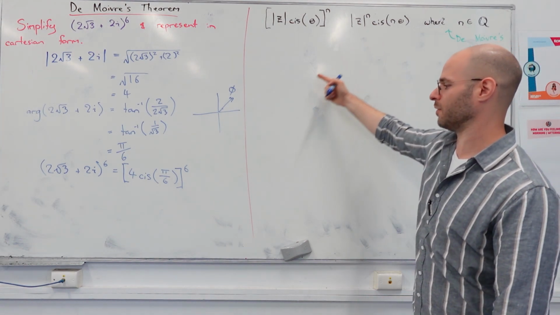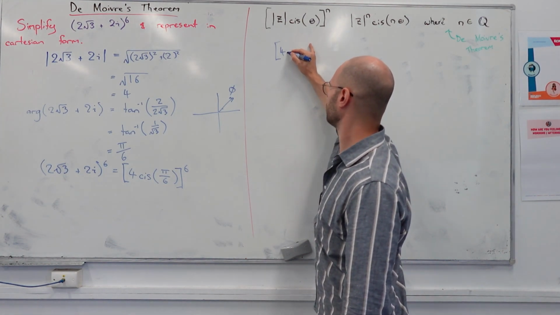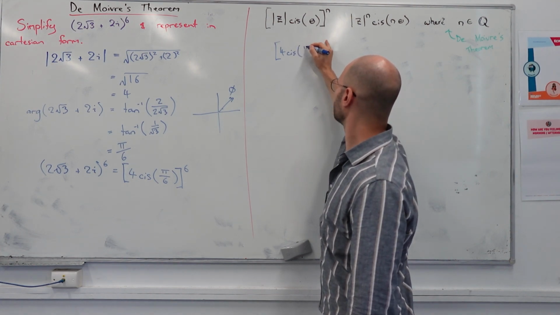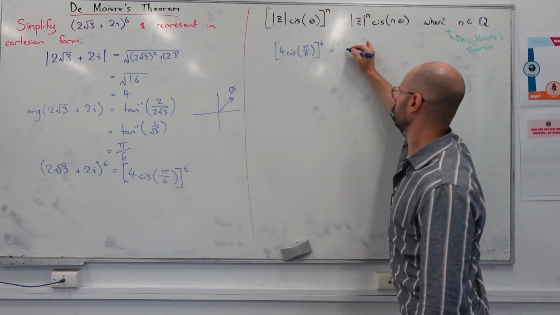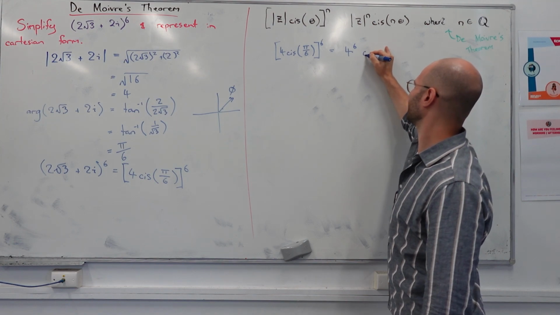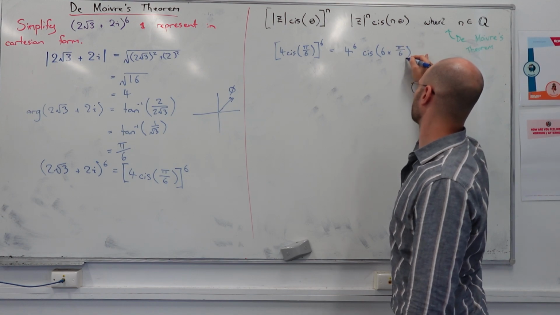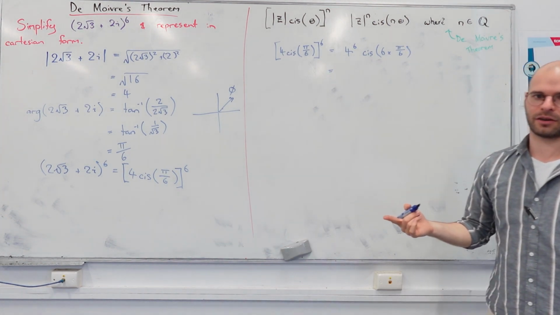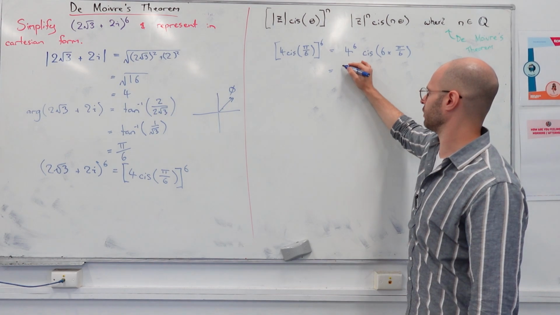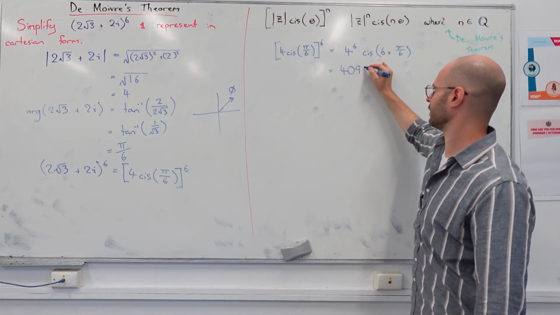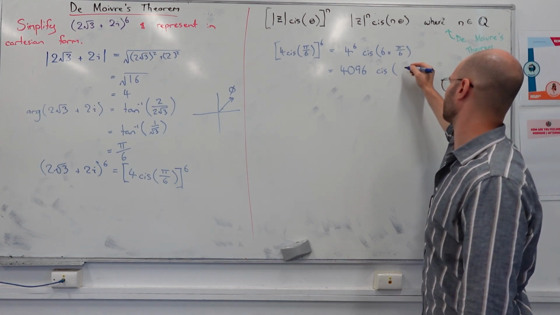Okay, so using this theorem over here, we can actually change this. So this is going to turn 4 cis pi on 6 to the power of 6 into 4 to the power of 6 cis 6 times pi on 6. Simplifying this out, 4 to the power of 6 is, I believe it's 4096. Cis, and then 6 pi on 6 is just pi.